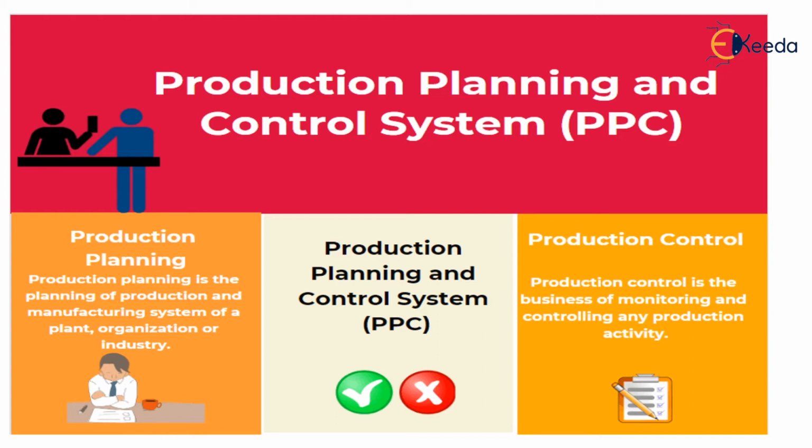Once the production is started, then how to distribute it, how to sell it, and how to control the production, at what stage it is to be controlled is what we'll be learning under production control. So production control is the business of monitoring and controlling any production activity.